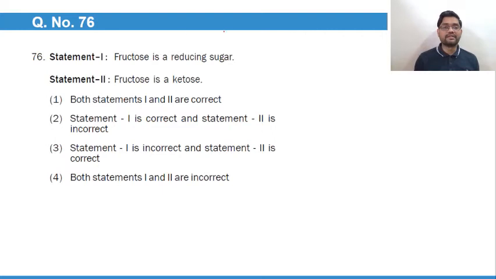Next, 76. Fructose is a reducing sugar. True. Fructose is a ketose. True. Let's go with option number 1.